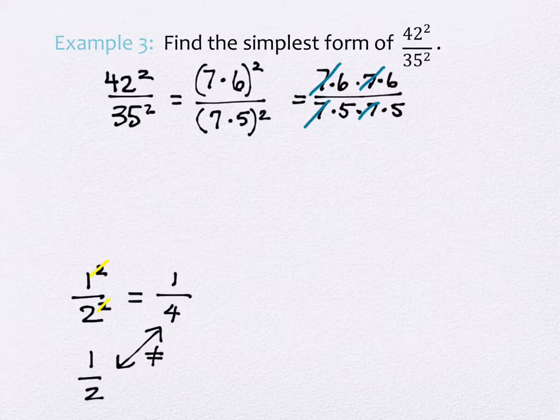There's not. So at this point, all I would do is I would actually multiply back the numerator together and multiply back the denominator together. So 6 times 6 would be 36, and then 5 times 5 would be 25.